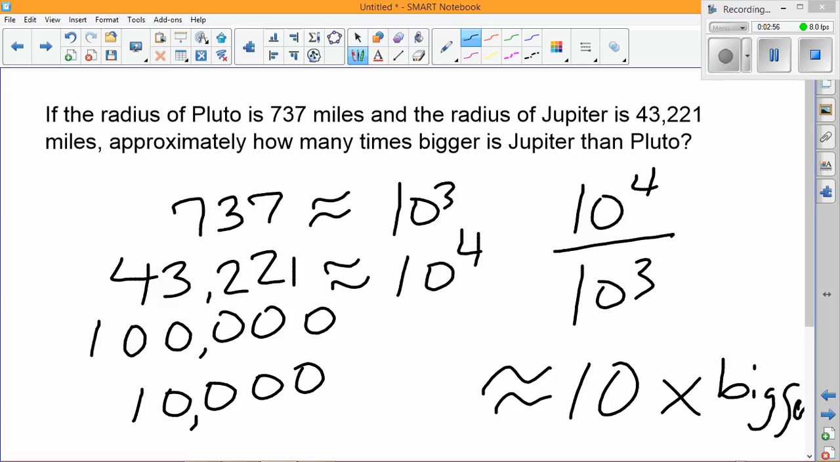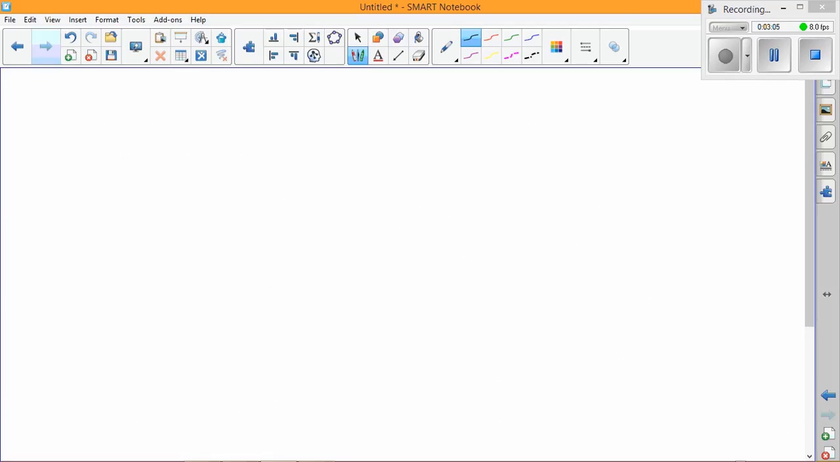Those are just quick estimations, and sometimes they come in handy when thinking about how much bigger a number is, and sometimes they're not as useful. But let's look at the next problem.